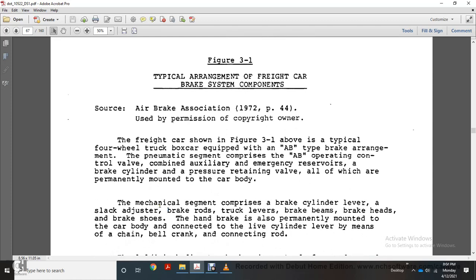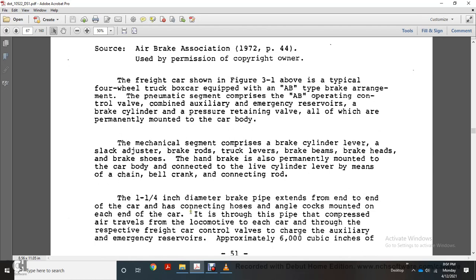The mechanical segment comprises the brake cylinder, the lever for the slack adjuster, the brake rod, the truck lever, and the brake beam with the brake head and the brake shoe. The handbrake is also permanently mounted to the car body, connected with the live cylinder lever by means of the chain, the bell crank, and the connecting rod. The 1 1/4 inch brake pipe extends from end to end of each car, connecting through the hose to the angle cock mounted at the end of each car.